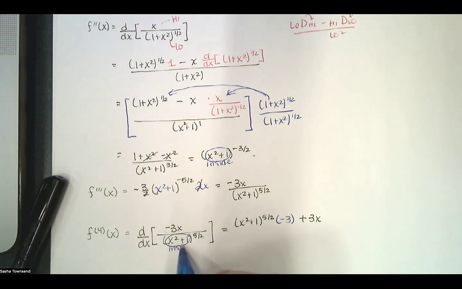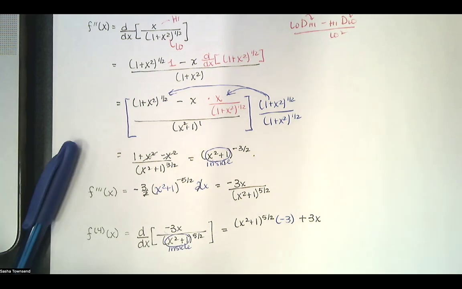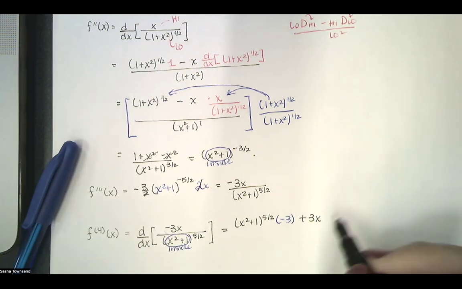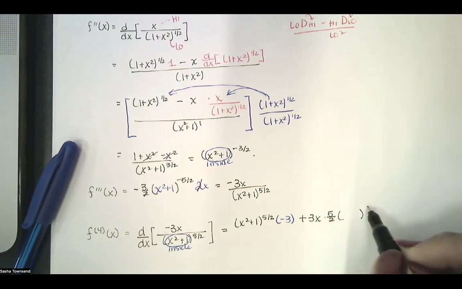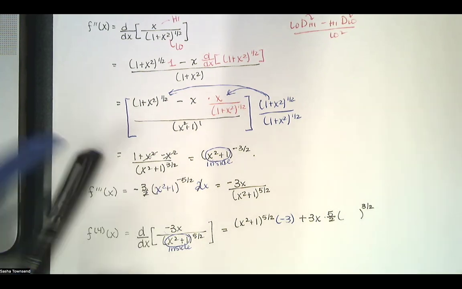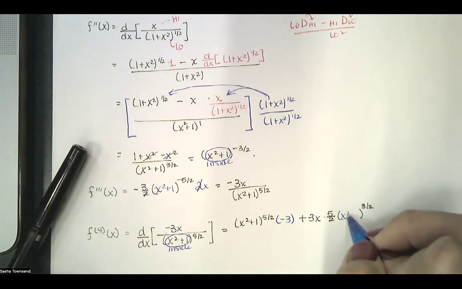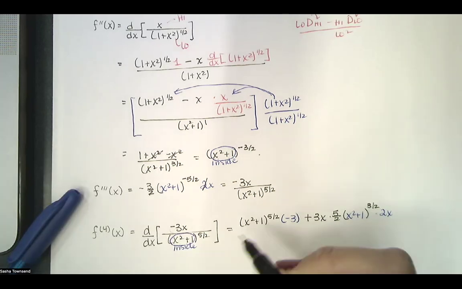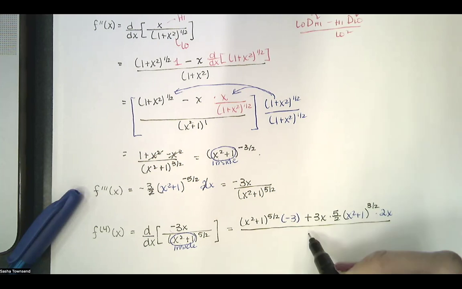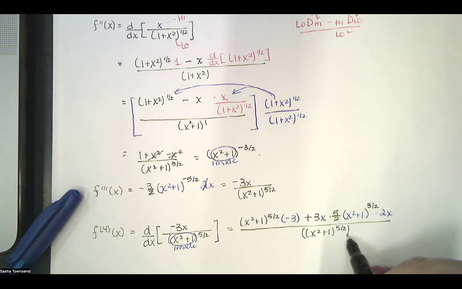Got my inside function again, raised to the 5/2. So if I have a function raised to the 5/2, we'll get 5/2 times that original function to the 1 less power. 5/2 minus 1 is 3/2. Put the inside function back inside and multiply by the derivative of the inside by the chain rule. Divide all of that by x squared plus 1 to the 5/2 squared. If you multiply those exponents, you're just going to get an x squared plus 1 to the 5th.